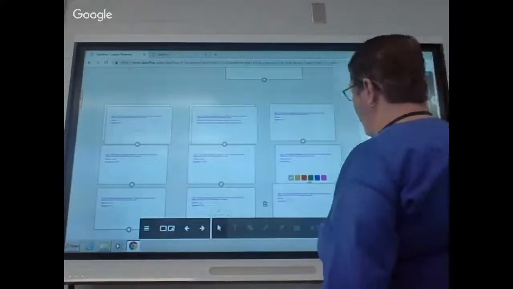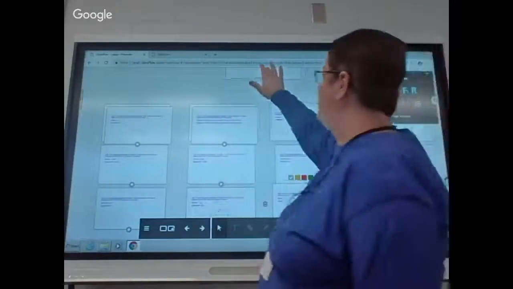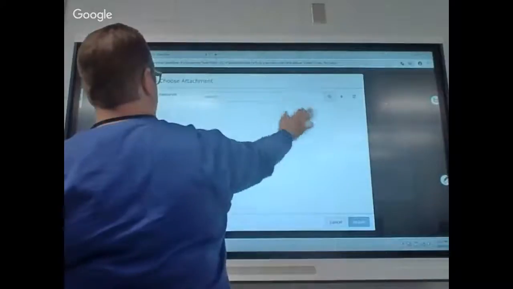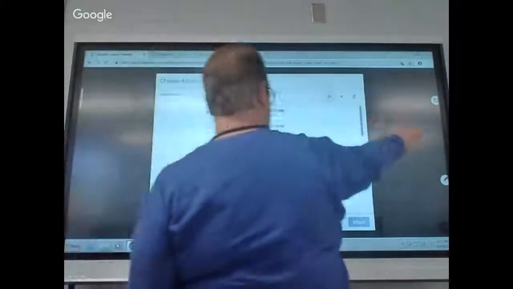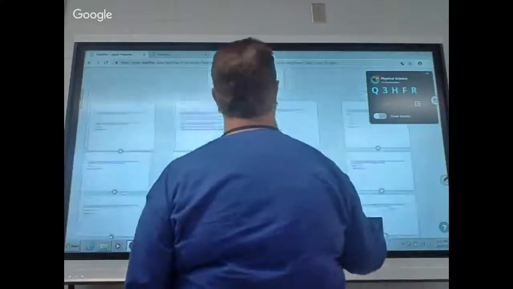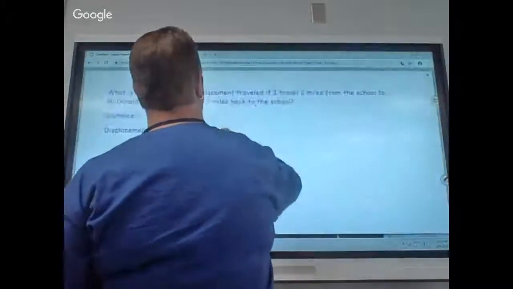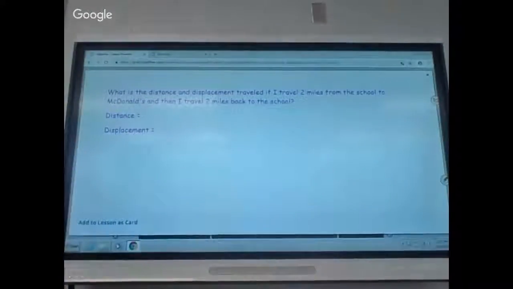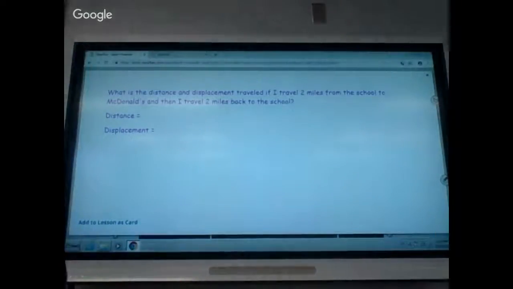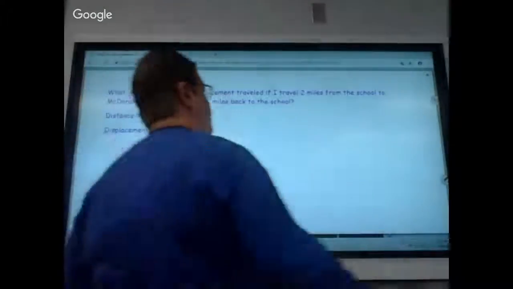All right, so when we look at the question, we all agreed that if we go 2 miles to McDonald's and 2 miles back, we add the 2 plus 2 to get 4, and the 2 and the 2 are going to do what for the displacement? They cancel out. So the disagreement in the group seems to be whether or not we need units. Do we need units? Yes. So miles should be on one or both answers? Should be on both answers.